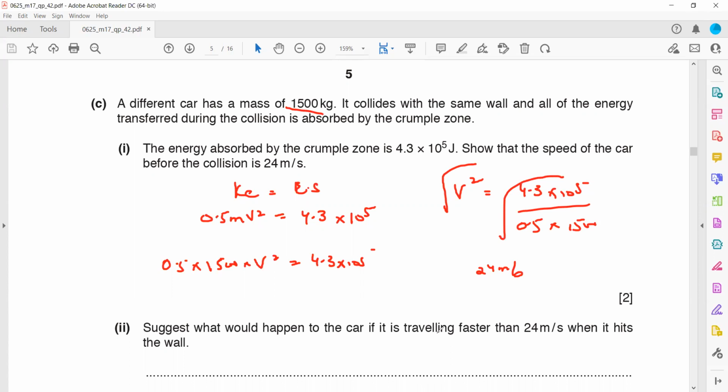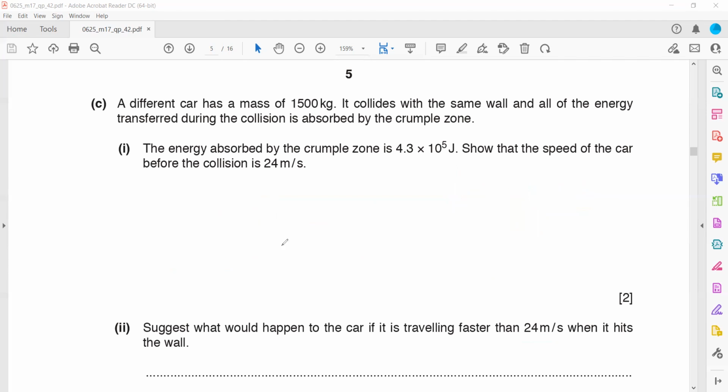Suggest what would happen if the car is traveling faster than 24. It will cause greater damage to the car. It will deform more because it will have a higher initial kinetic energy.